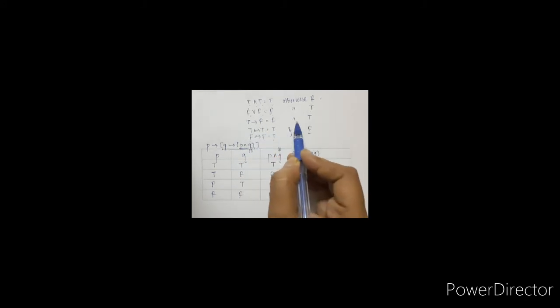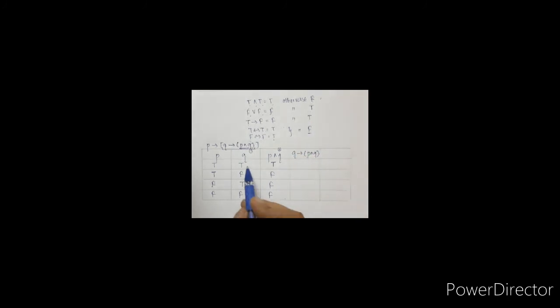In case of conditional, if first one is true and second one is false, then only it is false, otherwise for all other cases it is going to be true. Now let's compare this. First one is true, second one is true, obviously this is true. Both are false, then also it is true, because only when first is true and second is false is it going to be false, otherwise for all other cases it will be true.